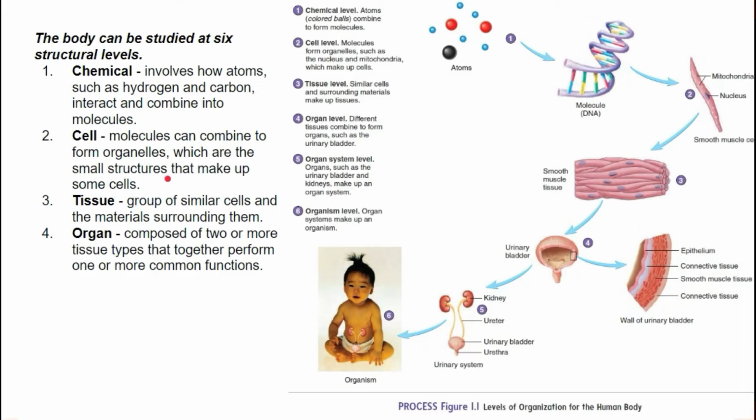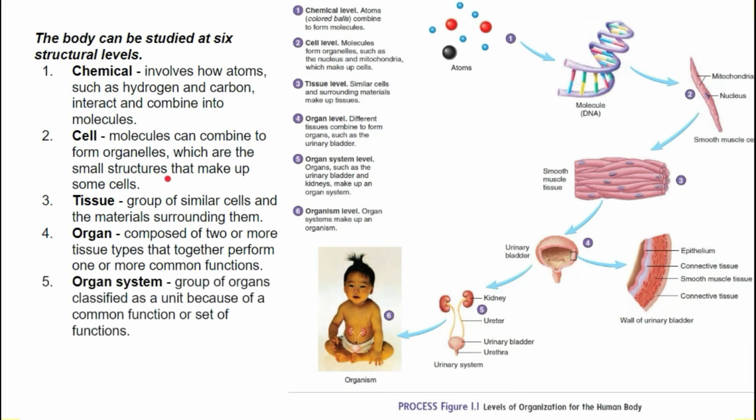Fourth po is an organ. Pag ang tissue naman nagsama-sama, they form an organ, composed of 2 or more tissue types that together perform 1 or more common functions. Pag ang organ naman pinagsama-sama natin, this is termed as an organ system, a group of organs classified as a unit because of a common function or set of functions. And then the sixth naman ang organ system as a whole, of course, that is an organism. So any living thing considered as a whole is considered as an organism.